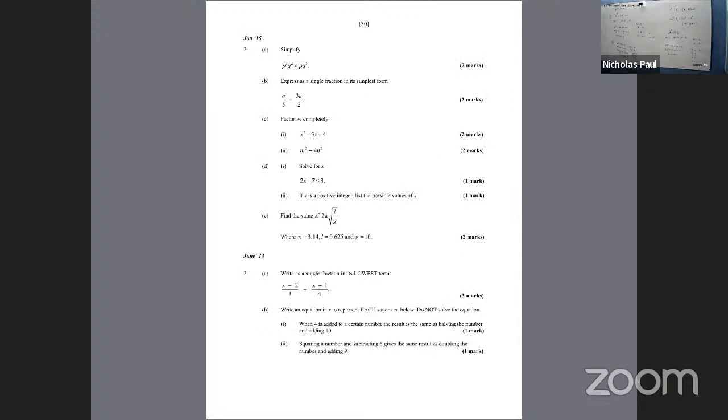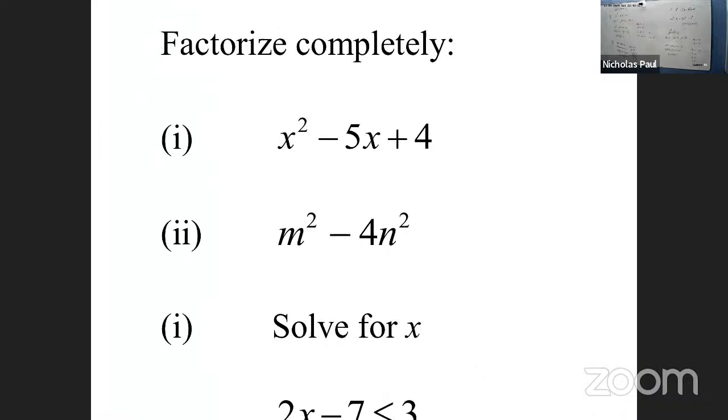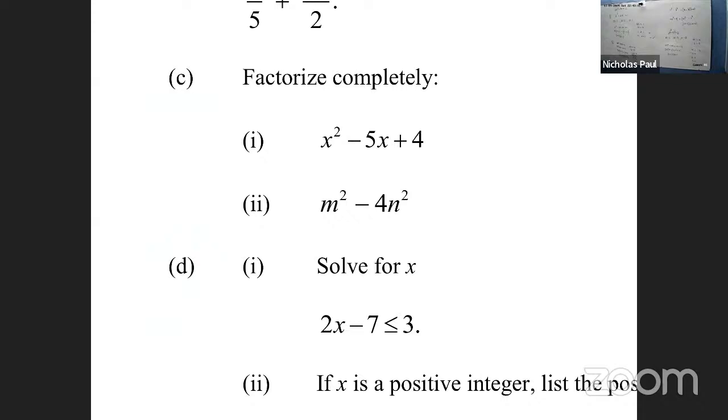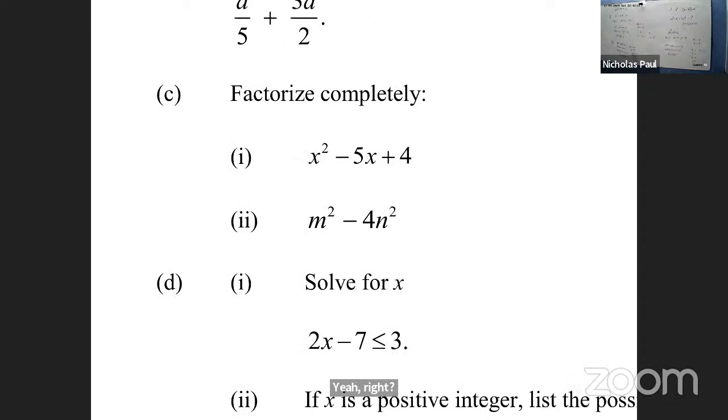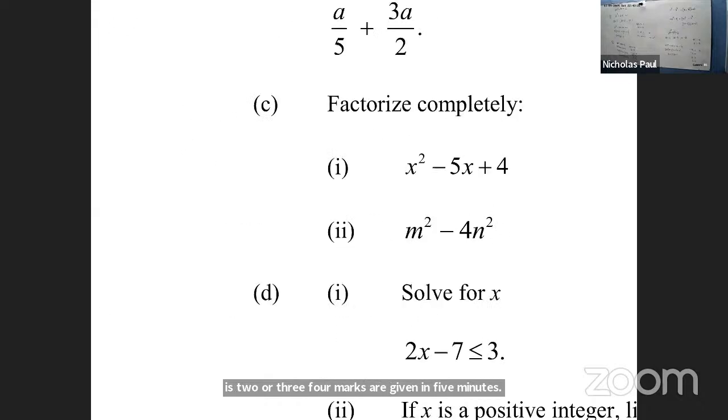Factor right here. Just work it out, just do the factorization alone. That is 2 and 2, 4 marks. I'm giving you 5 minutes. The factorization part alone.